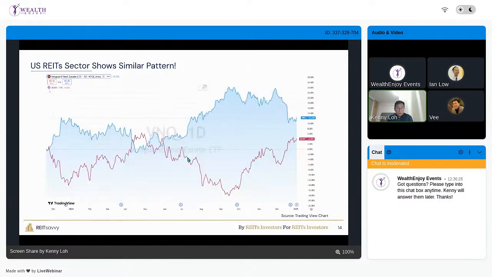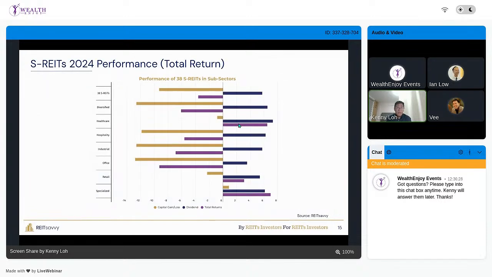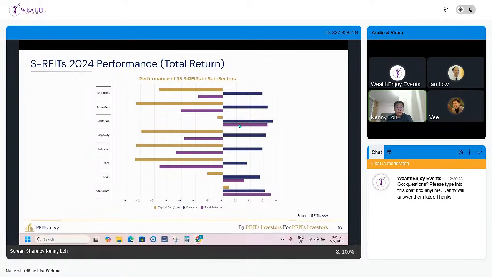And we are not alone. The US REIT sector also showed a similar pattern. You can see from here, when the risk-free rate, represented by the red color, goes up, the US REIT ETF is pretty muted. When it comes down, the REIT ETF goes up. So this is a whole-sector phenomenon, the inverse correlation between the REIT index globally and the US 10-year risk-free rate. And in terms of 2024, how did the individual Singapore REITs perform?